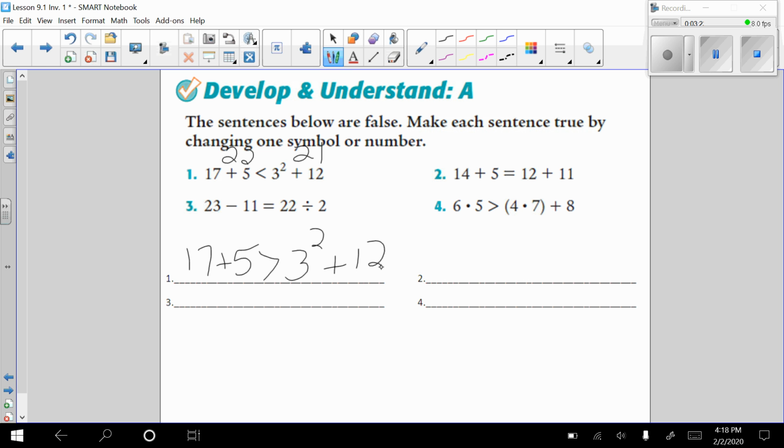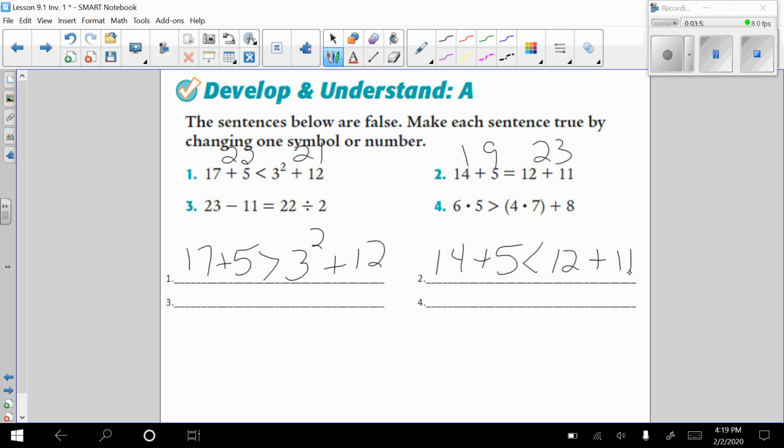How about number 2? 14 plus 5. Well, that's 19. And 12 plus 11 is 23. Again, this is not true. They are not equal. So we can change that equal sign. We could say that 14 plus 5 is less than 12 plus 11. That would make the sentence true. Remember, there's more than one way to change these. You may come up with a different way than I do.